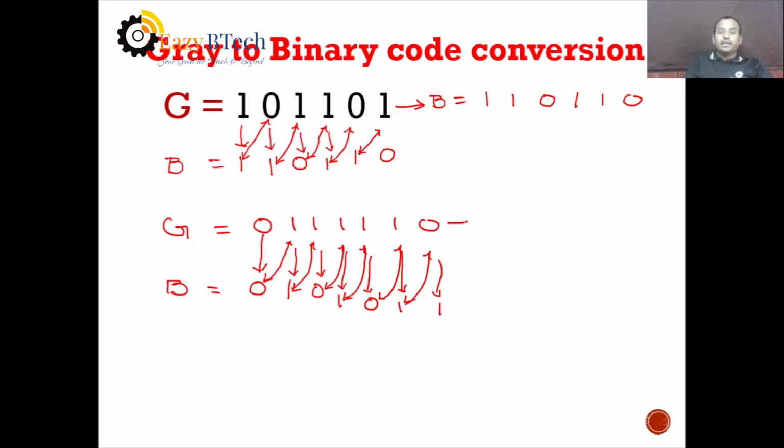So for the given gray code 0111110, the corresponding binary code is 010101. So in this way we have to find the corresponding binary code for the given gray code, right?